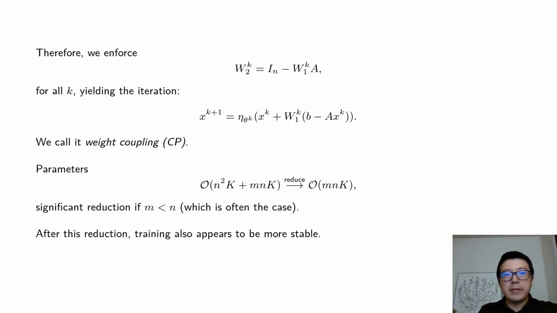We call it weight coupling. By this simple observation, we have reduced the parameters from n squared k plus mnk, where this part corresponds to W2 and this part corresponds to W1, to this number. And this is quite a significant reduction because often n, which is the dimension of the signal, is more than m, which is the number of measurements. So after this reduction, we also observe training appears to be more stable. In other words, it's easier and quicker to train.